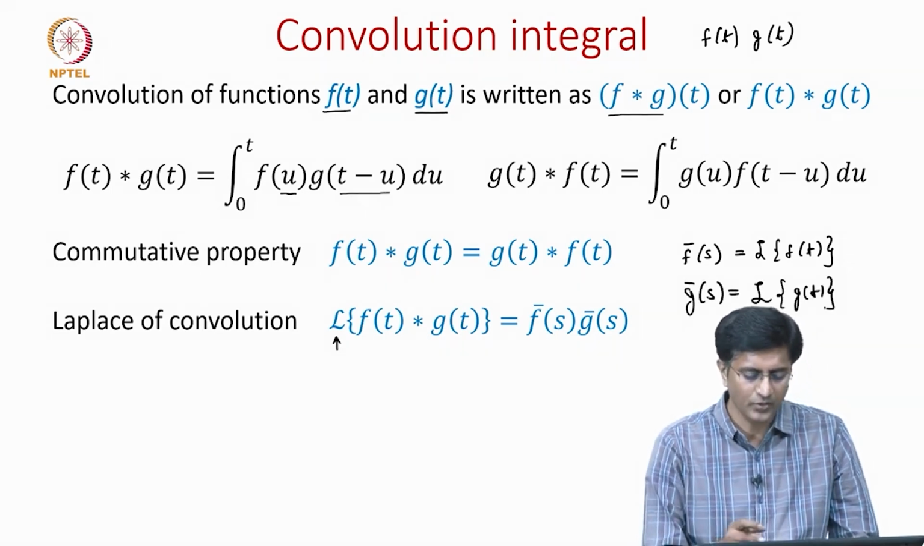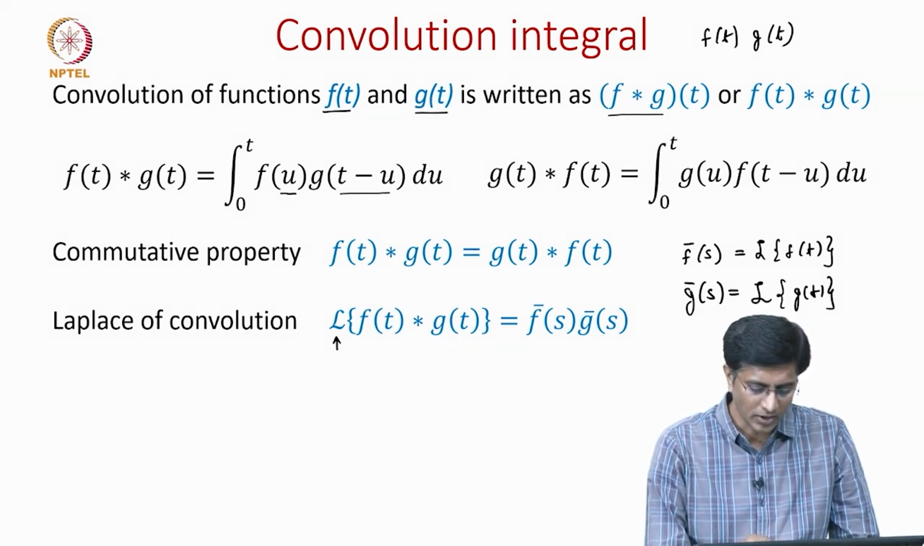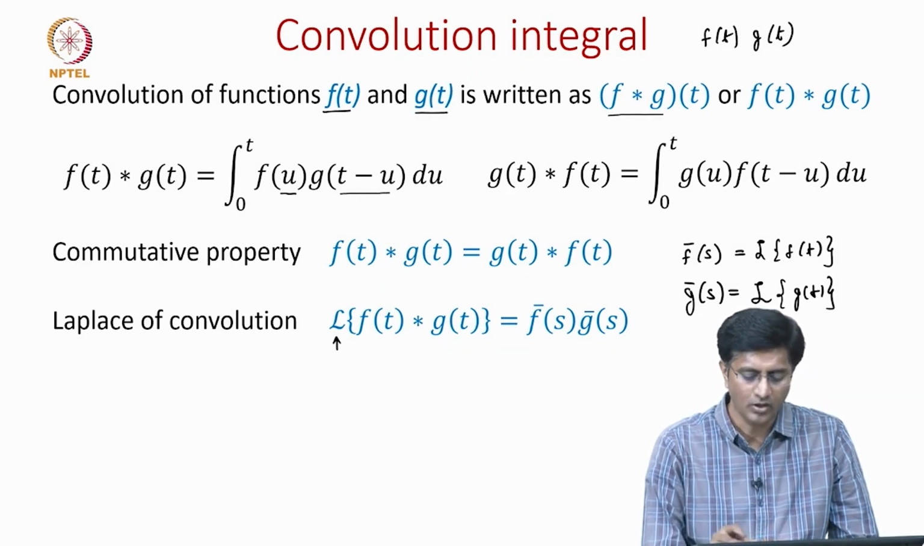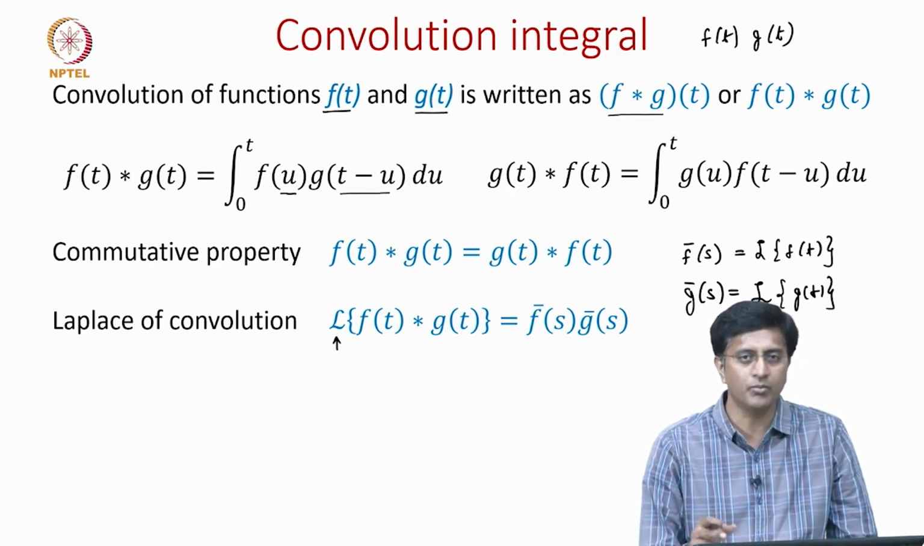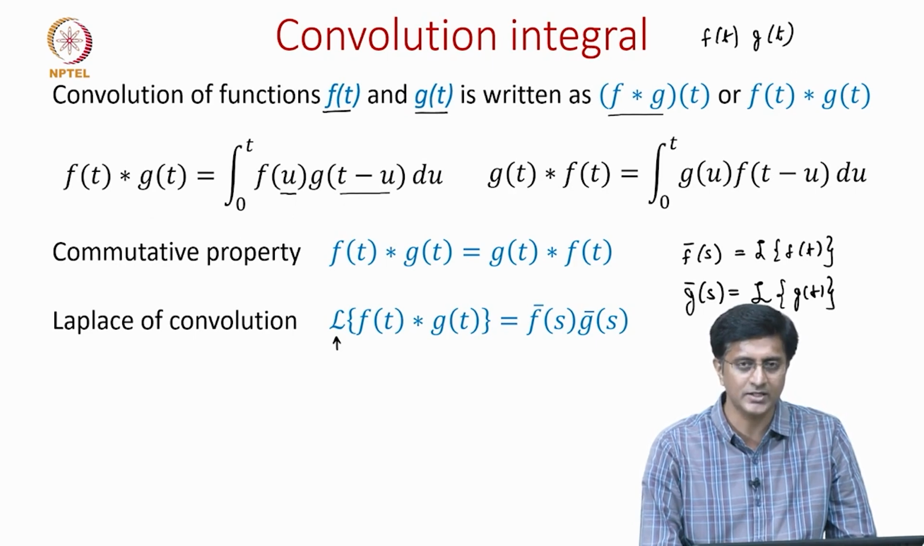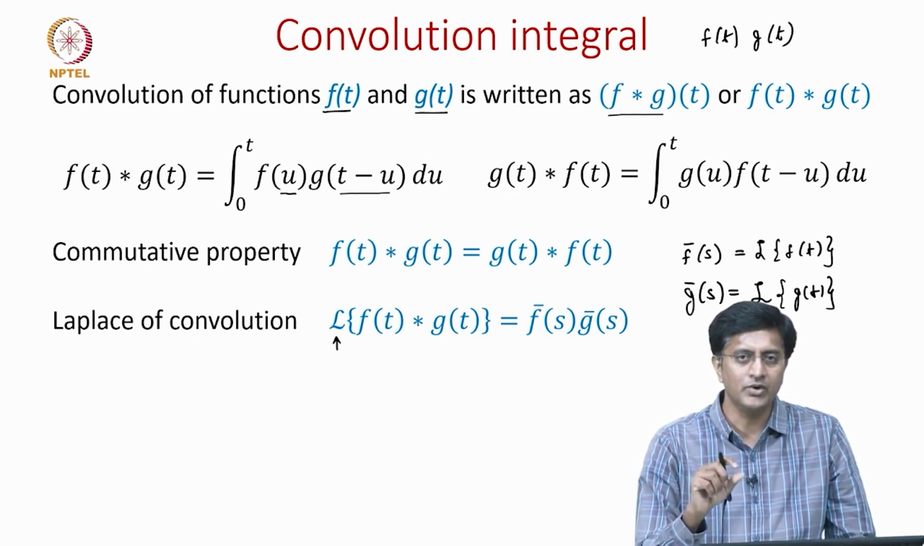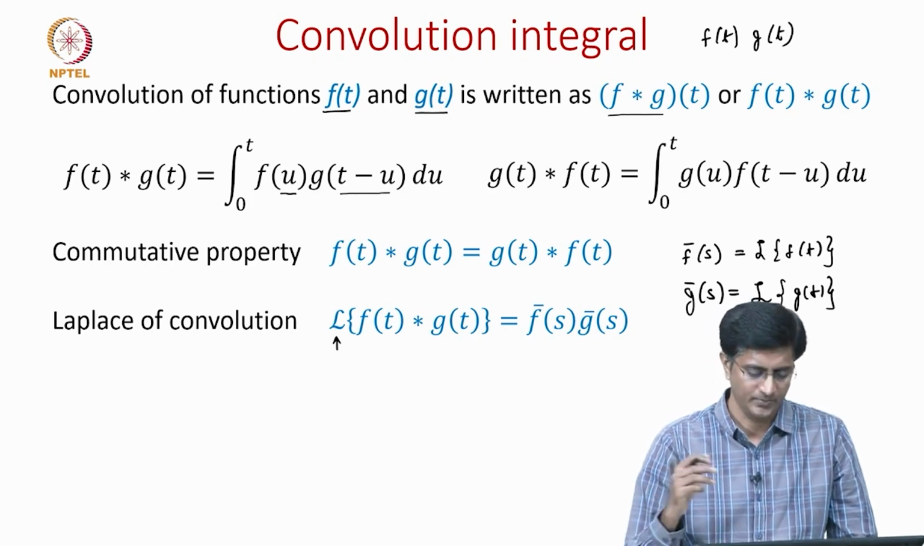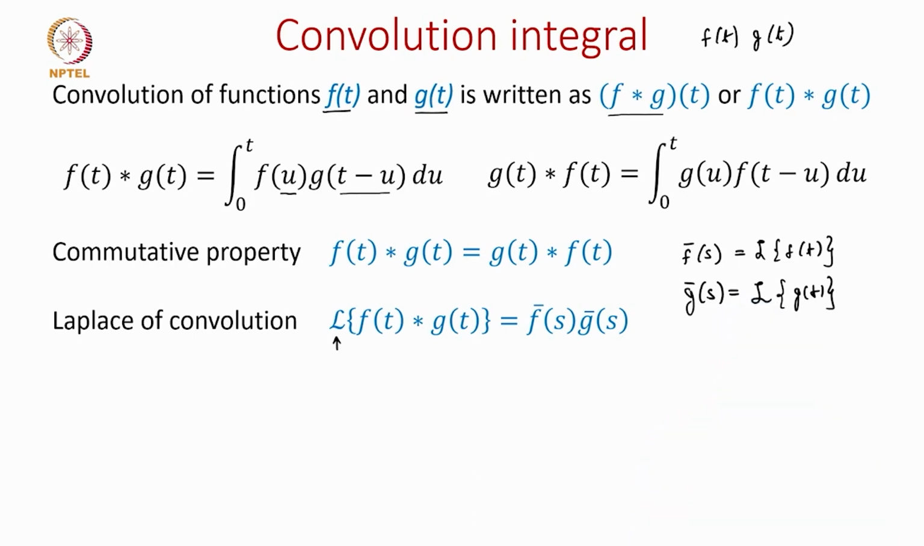So, now we have on the left hand side the convolution between f and g, and on the right hand side we have the product. The right hand side is not a convolution, but a product between functions in the Laplace domain. We will see one more Laplace.